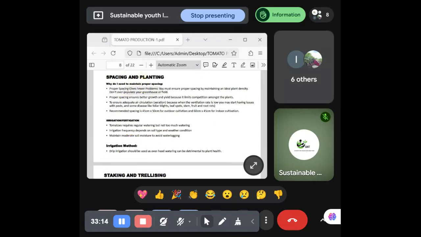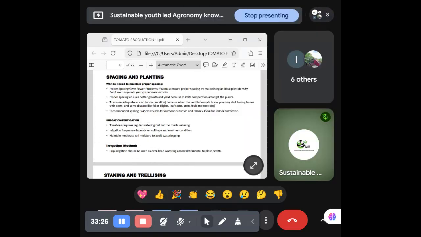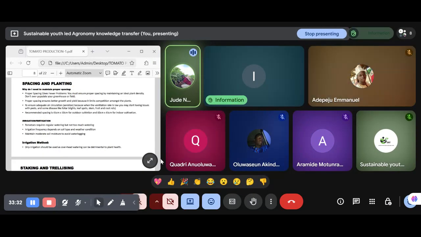So that's why you see tomato have a lot of issues during rainy season, because it's raining every now and then, and even before the water dries out on the leaf, another rain will follow up. So please don't use overhead watering. Next slide.